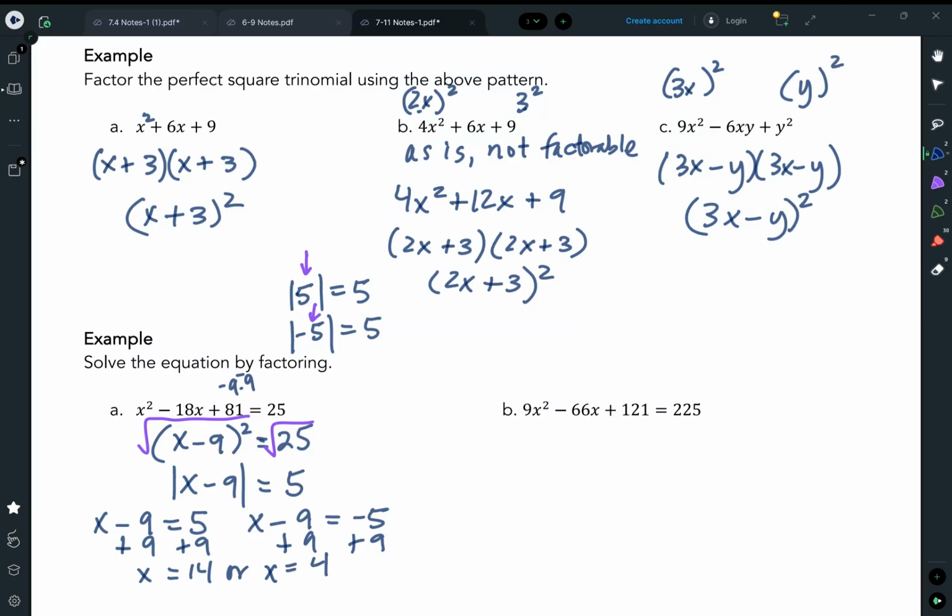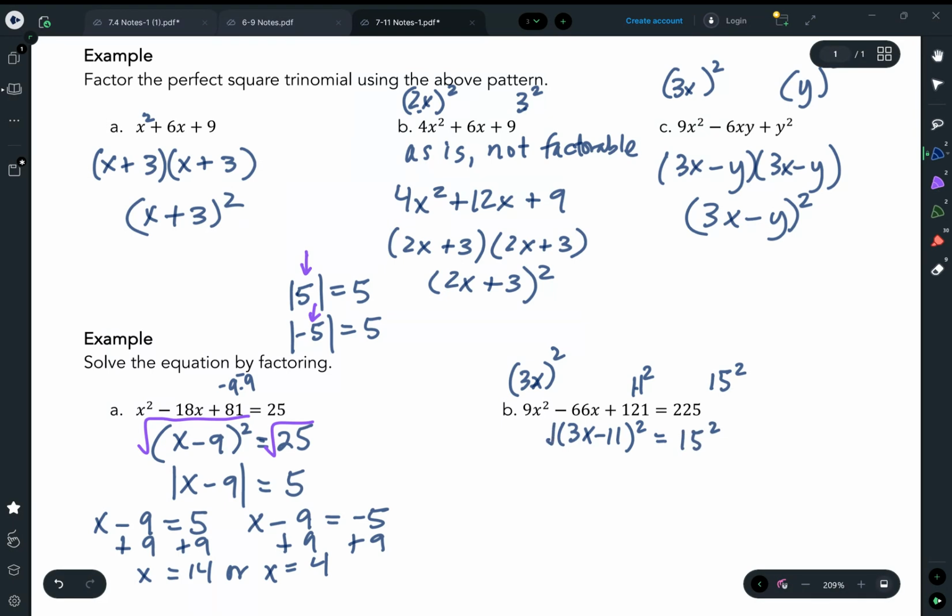We're going to do the same thing on this last one because I recognize right away that 121 is an 11 squared, and 9x squared would be the quantity 3x squared. So let's just check our middle term. Does our middle term work? 3x times 11 is 33x, doubled is 66. So we have already factored this. And I happen to know that 225 is 15 squared as well. So we totally have perfect squares here. So we're going to write this as 3x minus 11 squared. And then I might even write 15 squared over here.